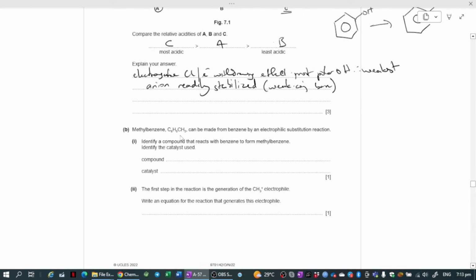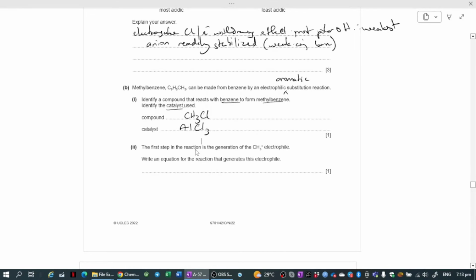Part B, they tell us methylbenzene can be made from benzene by electrophilic substitution. Specifically, it's electrophilic aromatic substitution. Identify the compound that reacts with benzene to form methylbenzene and identify the catalyst. So this is a Friedel-Crafts alkylation reaction. The compound that we will react is chloromethane, which is CH3Cl, and the catalyst will be a halogen carrier, AlCl3. Then we are asked to show the first step, the generation of the CH3+ electrophile.